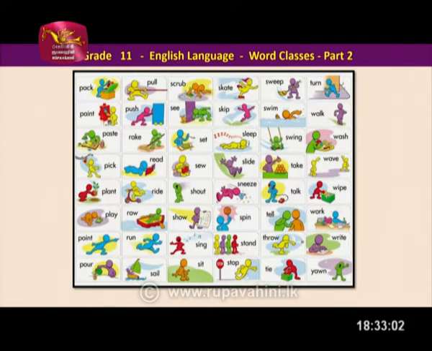Scrub, see, set, sew, shout, show, sing, sit. So you can see one person is scrubbing the floor. Then you have skate. Skate on snow. You skip. That is a game. You sleep. You know that really well. That verb, of course. Slide. Sneeze. When you are sick, you sneeze. Spin. Stand. Stop. All these are verbs.